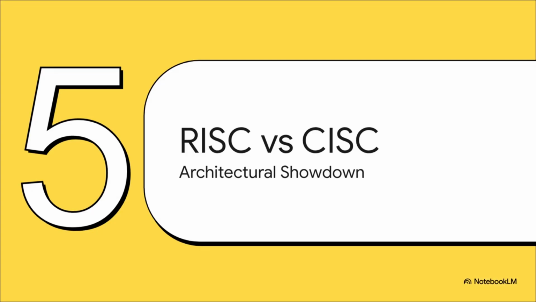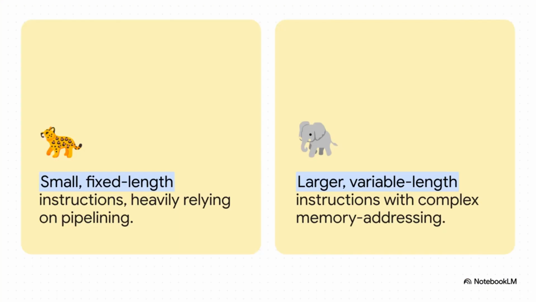Finally, we arrive at Section 5, RISC versus CISC, the ultimate architectural showdown. On one side of this massive industry divide, we have reduced instruction set computers, or RISC. Think about the ARM processors inside your smartphone. The philosophy here is simple, done fast. They use small, fixed-length instructions that execute in a single clock cycle, heavily relying on pipelining and lots of registers.